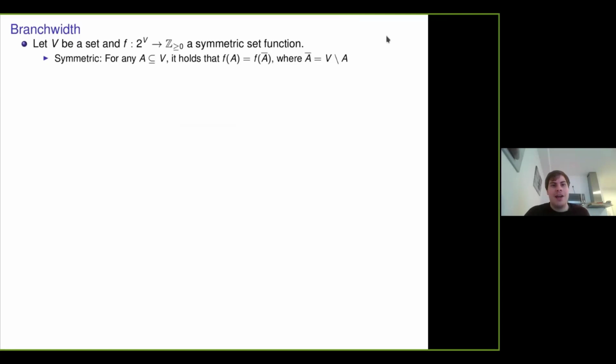So let's start by looking at the definition of branchwidth, and in particular a quite generic definition where we have a function f. Let V be a set and f be a set function from subsets of V to non-negative integers, and we want this function f to also be symmetric. So for any set A, the value of this function on A is the same as the value of this function on the complement of A, which we denote by A bar.